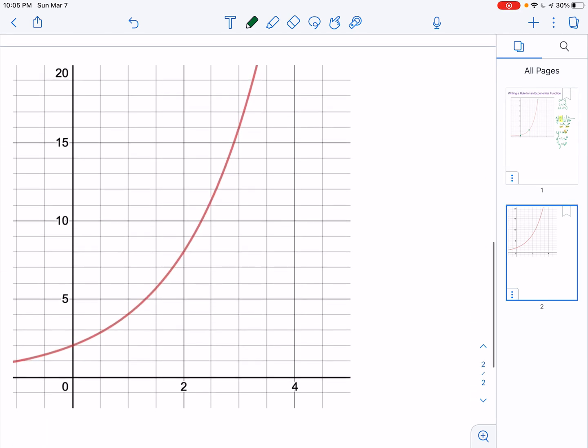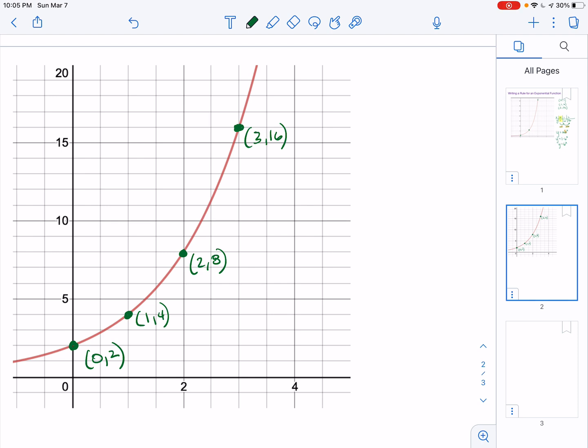So here is my graph. Again, the first thing I'm going to do is look along this graph and see if I can find some points. So here is the point (0, 2). This is where 1 is. It looks like we have (1, 4). Here we have (2, 8). Let's see, 3 would be here. It looks like (3, 16).